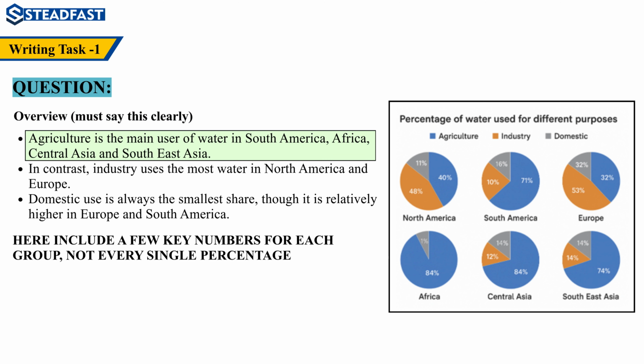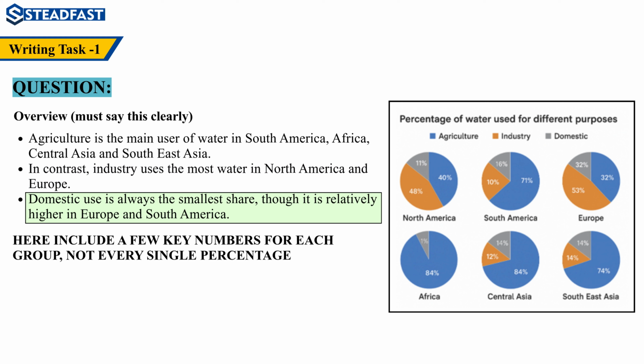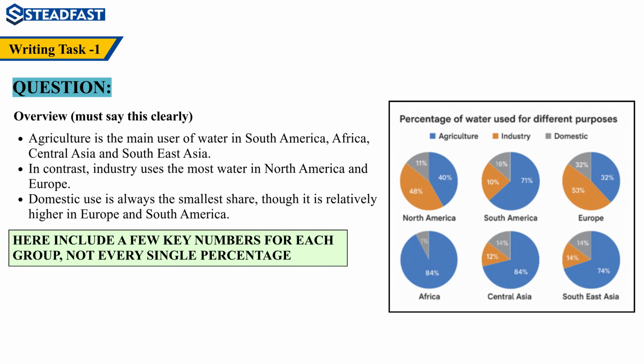Agriculture is the main user of water in South America, Africa, Central Asia, and Southeast Asia. In contrast, industry uses the most water in North America and Europe. Domestic use is always the smallest share, though it is relatively higher in Europe and South America. Here include a few key numbers for each group, not every single percentage.